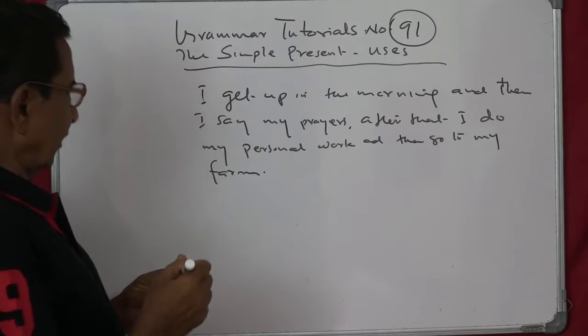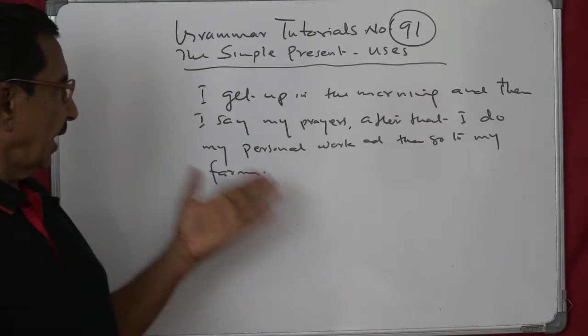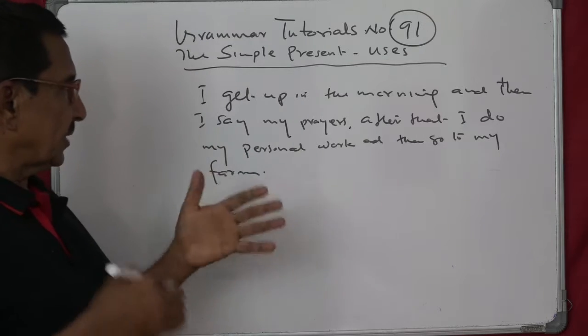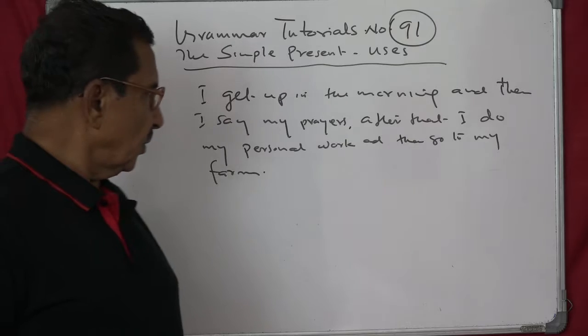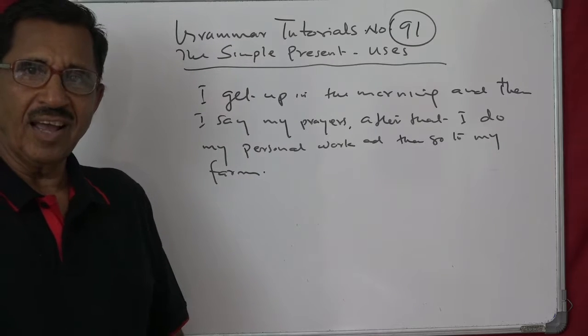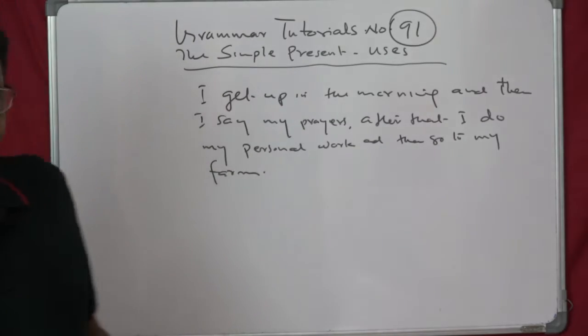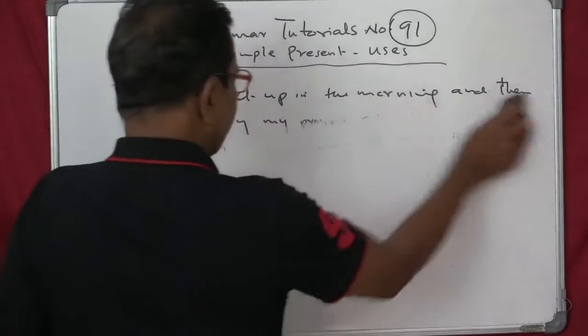See, that is a sequence of events now. I get up in the morning, and then I say my prayers. After that, I do my personal work, and then go to my farm for work. So like that you can do, no? Such a sequence of events.